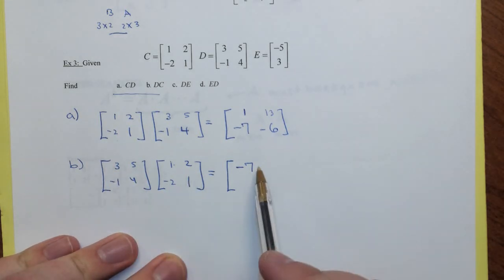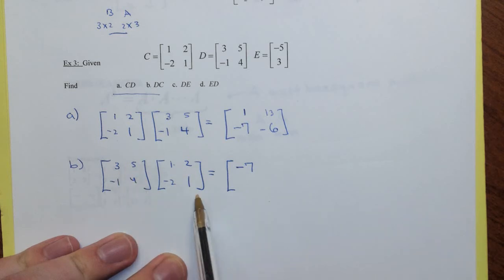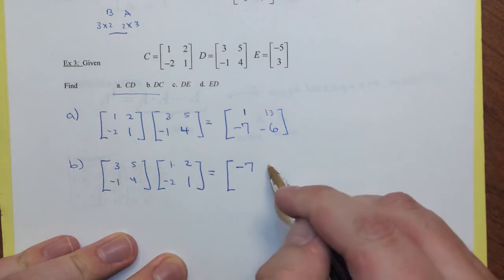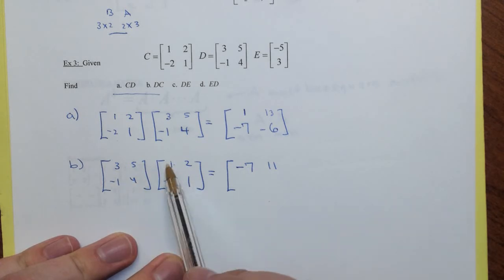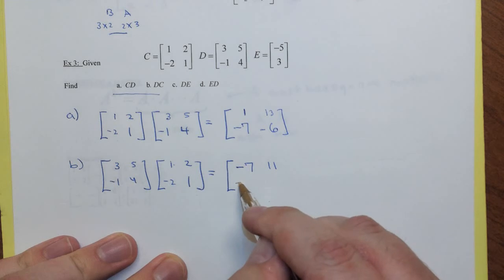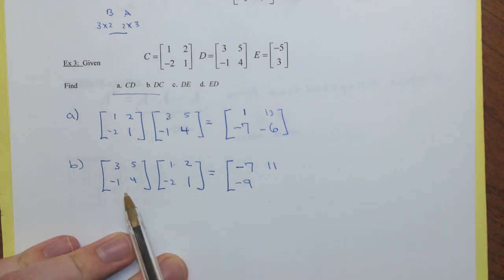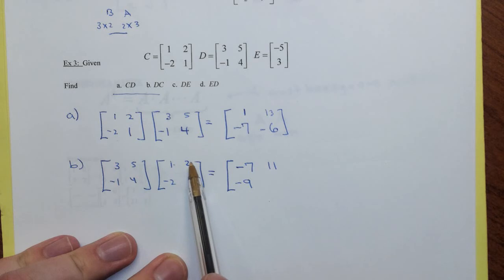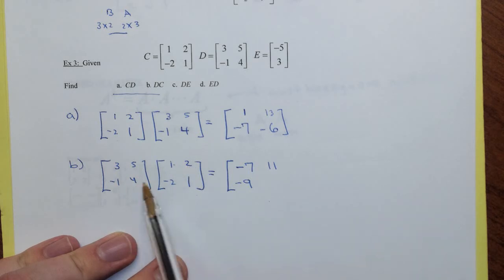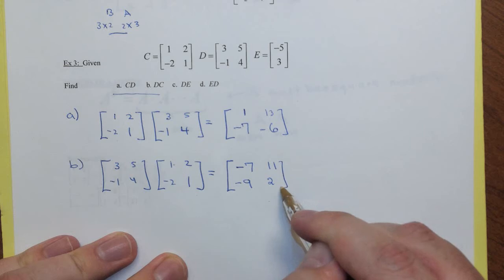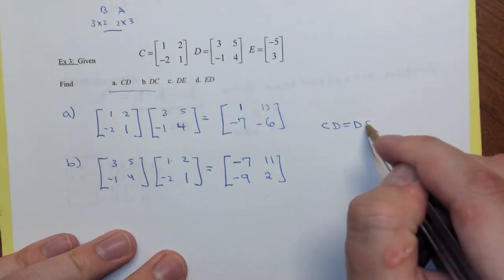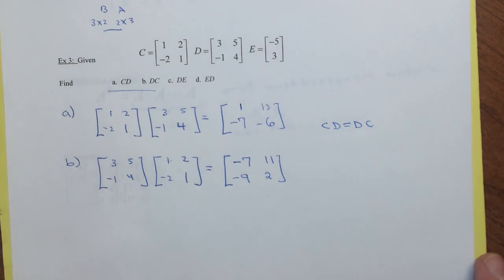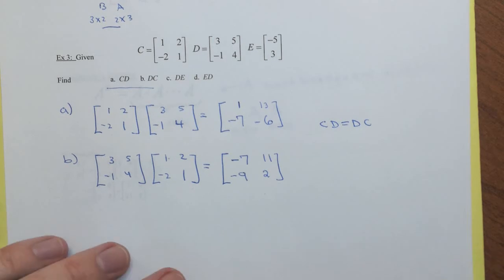How about in the next position? 3, 5 multiplied with 2, 1 will give me 6 plus 5, which is 11. Negative 1, 4 multiplied with 1, negative 2 will give me negative 1, negative 8, which is negative 9 as their sum. Negative 1, 4 with 2, 1, I will have negative 2 plus 4, which is 2. Now we notice right away that CD does not equal DC. Very important that we understand that matrix multiplication is not commutative.